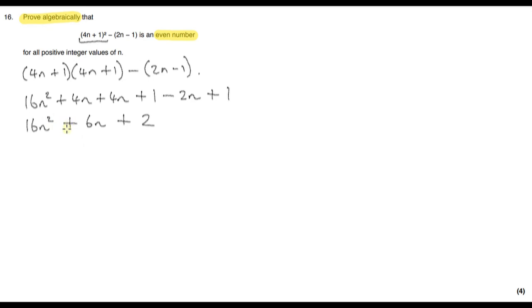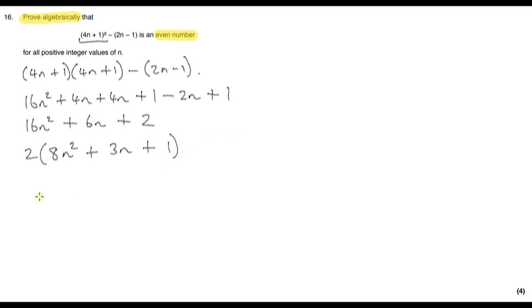And the key thing to do is, if something is even, we know it's divisible by 2. So can we divide this by 2? Well, sure we can. Each of these terms is divisible by 2. So let's factor out a 2 from this expression. And then in our brackets, we're going to have 8n squared plus 3n plus 1.